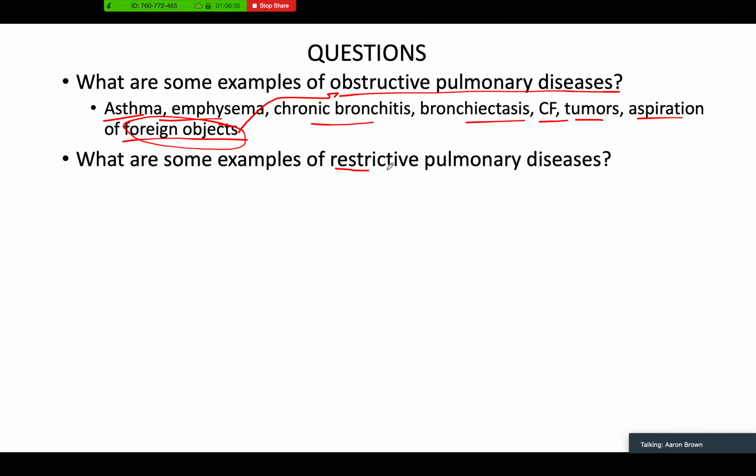Could you give me a couple examples of restrictive pulmonary diseases? Good. Wonderful. Yes. Excellent.